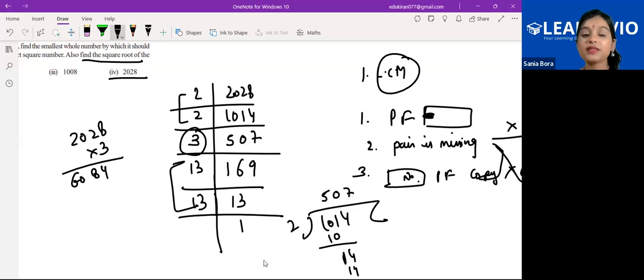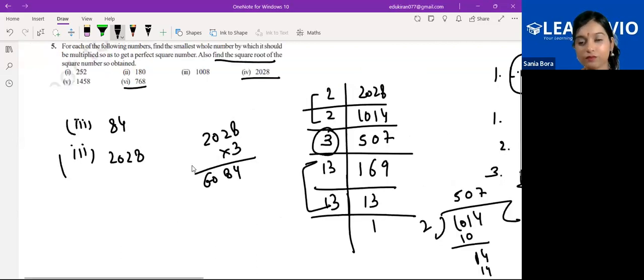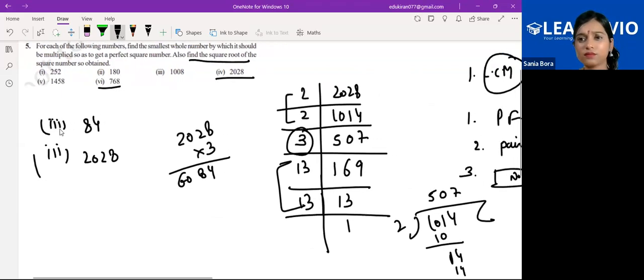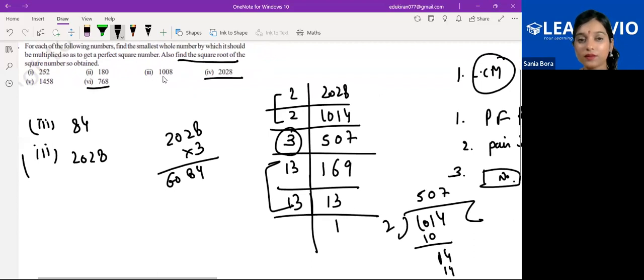Ma'am, I got the wrong answer for the previous question. Anything else you people got? No, ma'am, for the previous question, I got the wrong answer. I didn't get 84. The third one? Yes, ma'am. Third one, okay. Solve the third one.